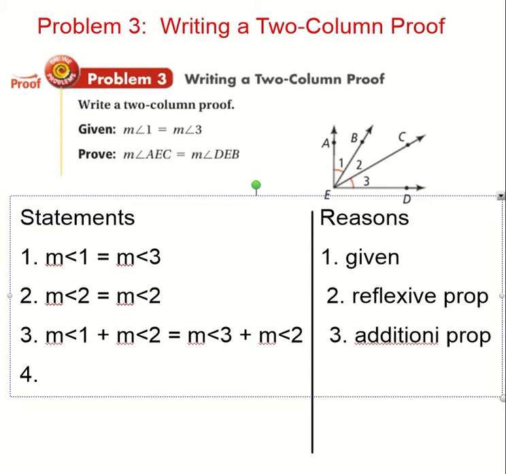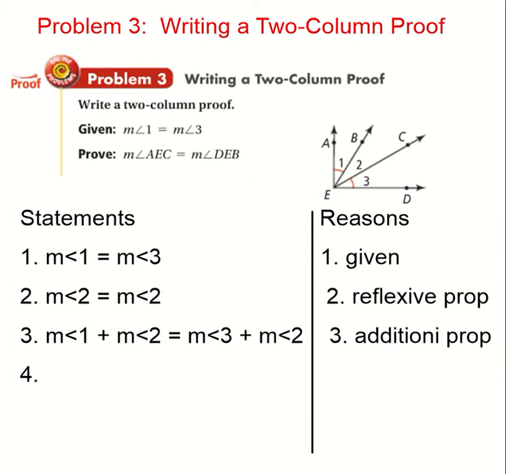Remember the whole goal is to get the measure of angle AEC to equal the measure of angle DEB. Well, angle 1 and angle 2, if we look at those two together up in our drawing, angle 1 is here, and angle 2 is right next to it. Would you say that those two combined make that big angle AEC? I would. So why don't we put that into our proof then?